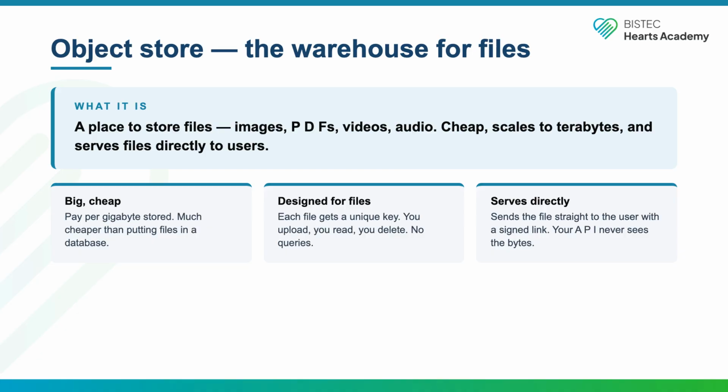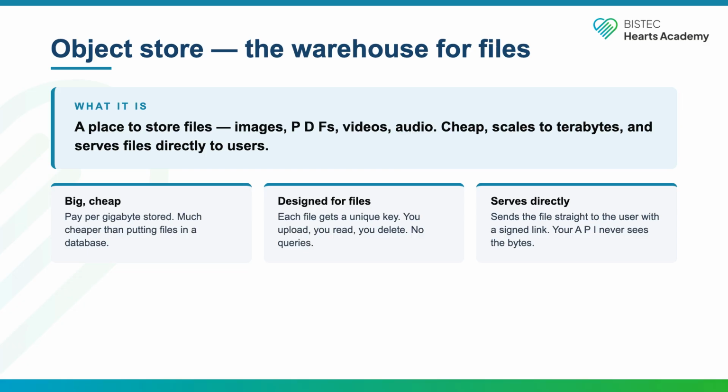An object store is built for files. You give it a key like book/ISBN/9780143036555.jpg, and it stores the bytes. You ask for the file by key and it gives you the bytes back.